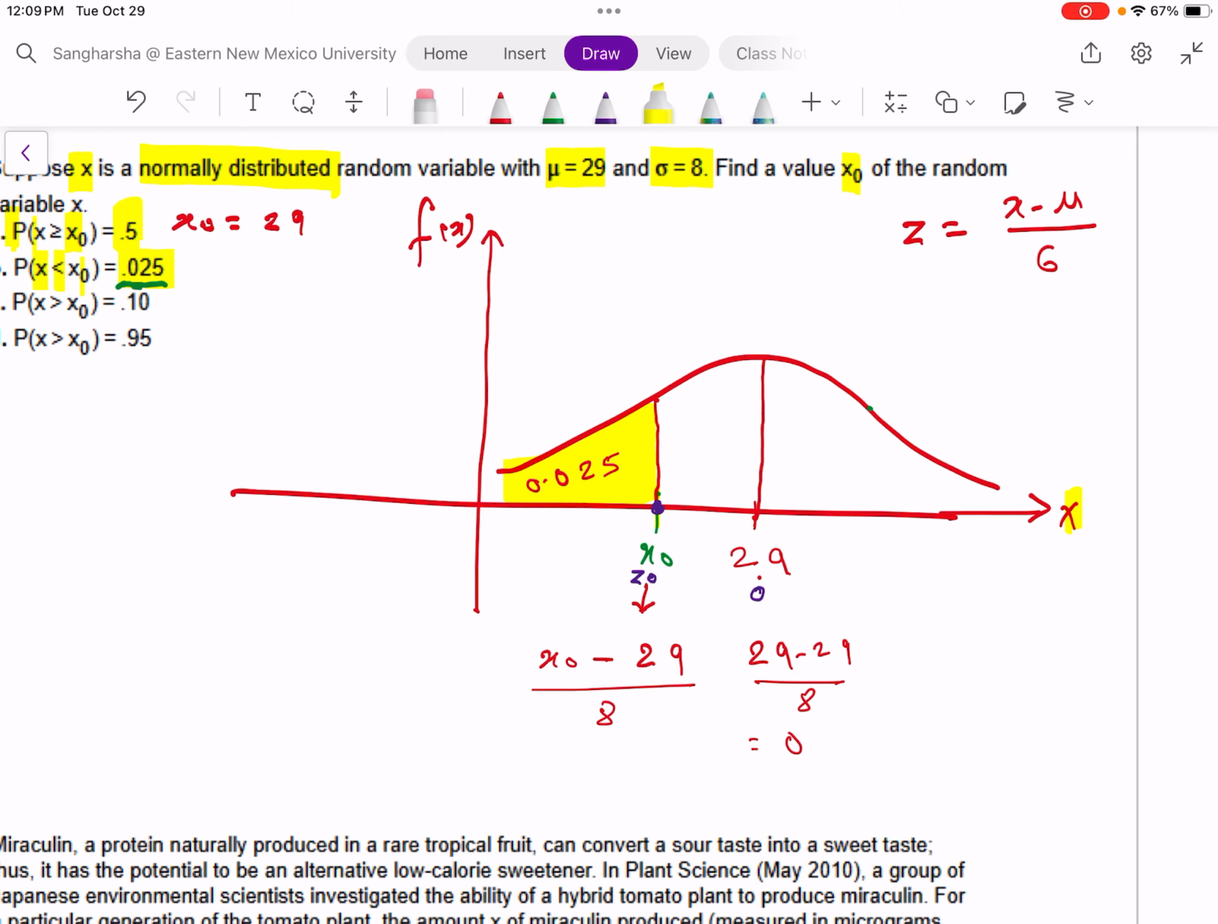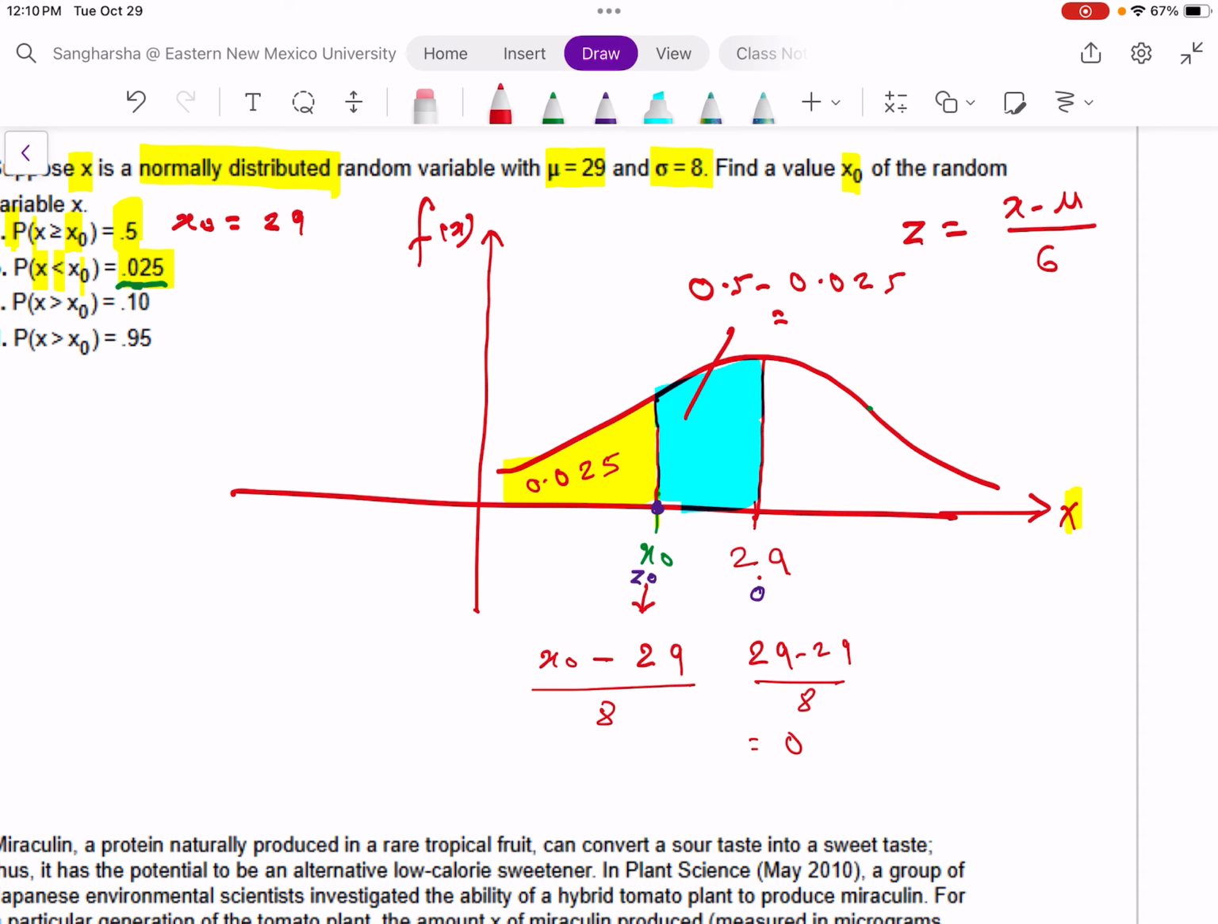Now, can we find the area of this region? What would be the area of this region? Do you all agree that from 29 all the way to the left is 0.5? This total area is 0.5. And if you subtract this yellow region, we get the blue region, right? So this is 0.5 minus 0.025, and we end up with what do we get?